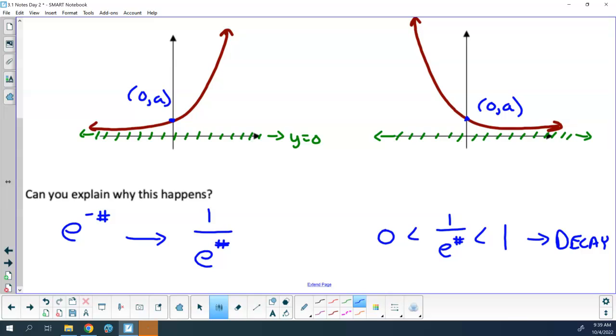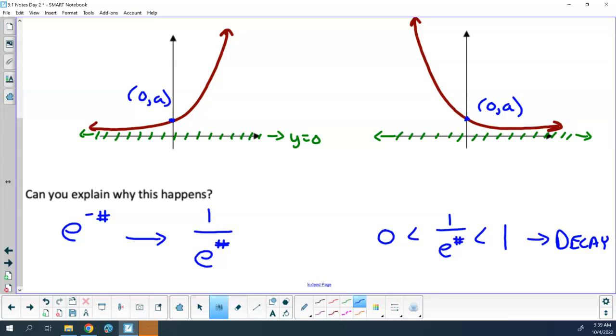It actually is really nice because you don't have to worry about what the base is now. The base is always going to stay the same. You just got to look at the positivity of the exponent. If it's a growth, it's positive. If it's a decay, it's negative.